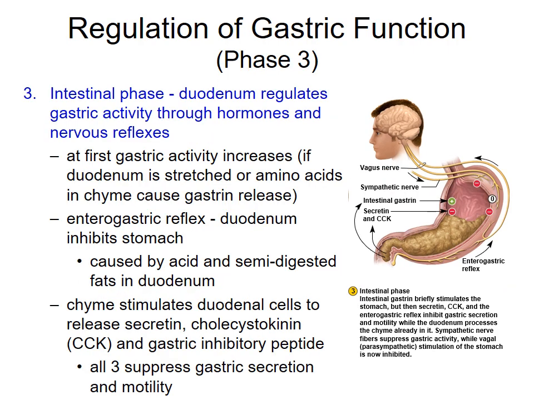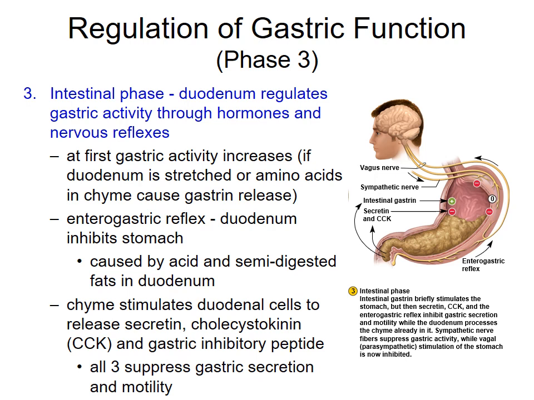The third and final phase of gastric function is all about the intestines, primarily the duodenum, which is the top part of our small intestines. When gastric activity starts to increase within the stomach, we activate what's called the enterogastric reflex. The enterogastric reflex is initiated by the duodenum, and it's basically going to inhibit the stomach on a temporary basis.